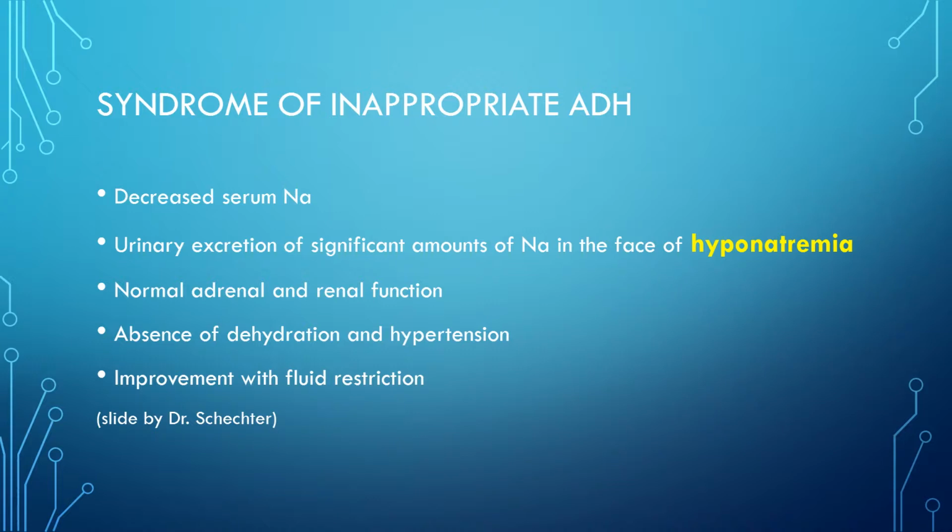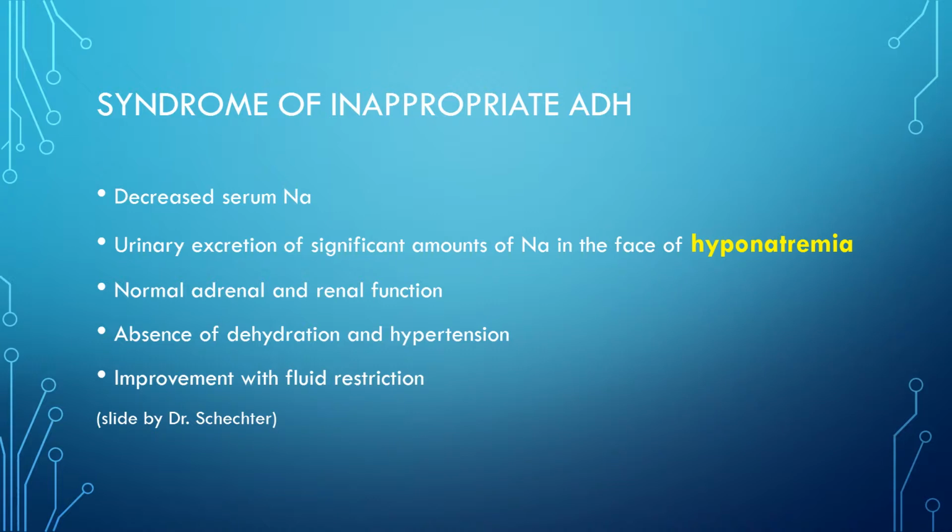The ADH is produced in the hypothalamus and released by the posterior pituitary. The normal function of ADH is to respond to a hypertonic and dehydrated state by causing water reabsorption in the kidney. ADH also causes arteriolar vasoconstriction. The urine is then relatively hypernatremic and hypertonic, and the serum is hyponatremic or hypotonic.